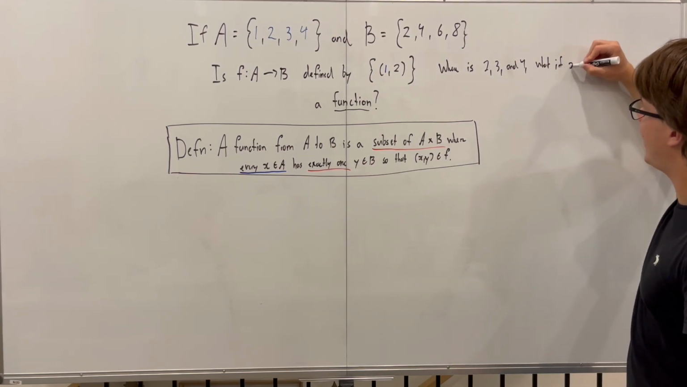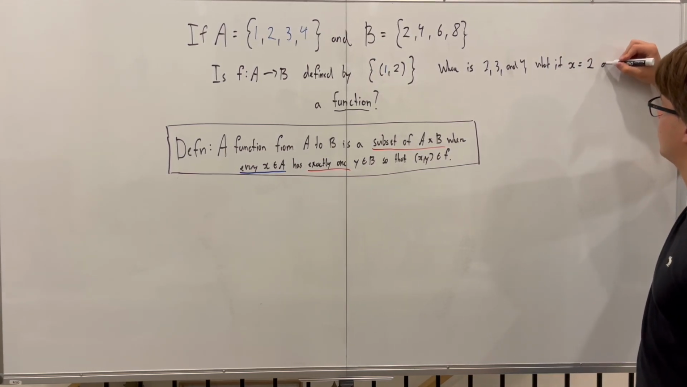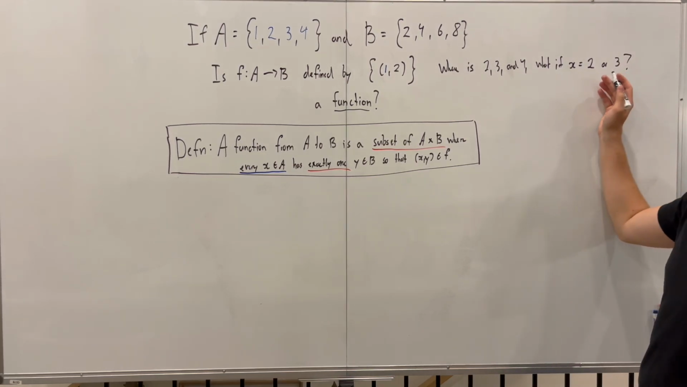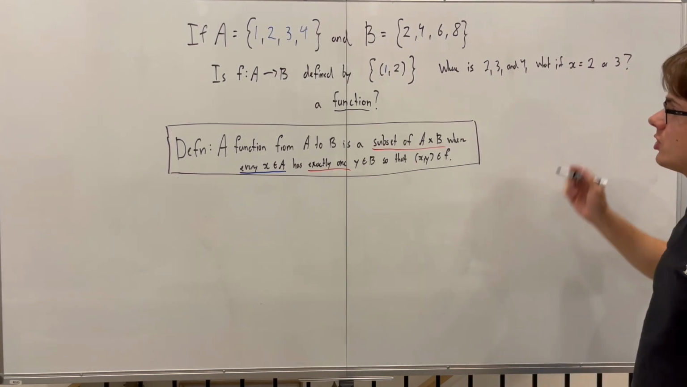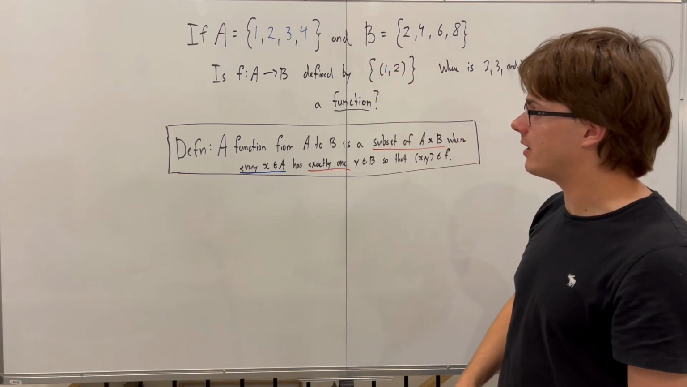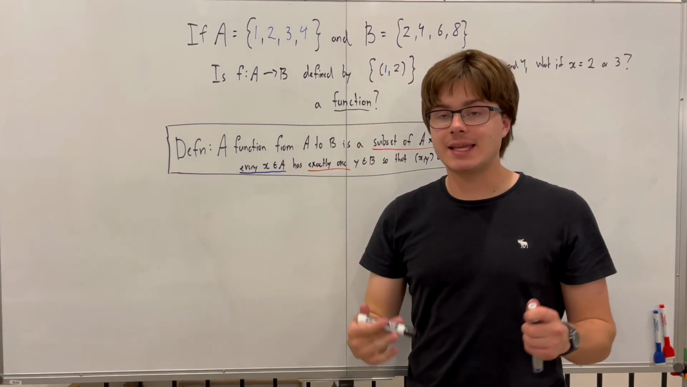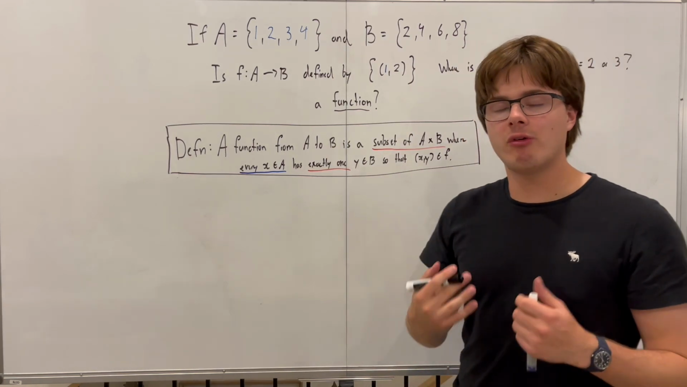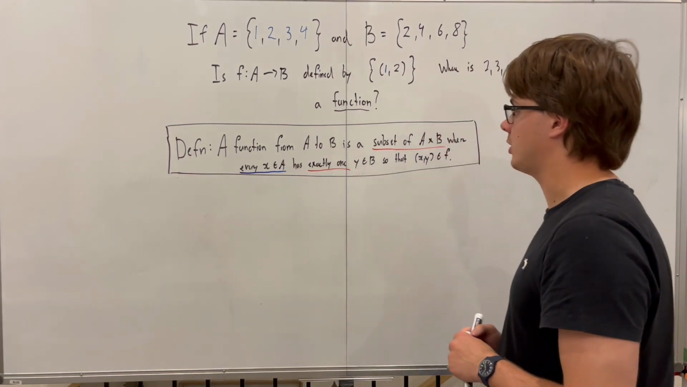What if x is equal to 2 or 3? Right, this is what you should be asking. What if I make x equal to 2 or 3? It's not mapped onto something in our codomain. So it breaks our second underlined condition. So we already know this is not going to be a function.